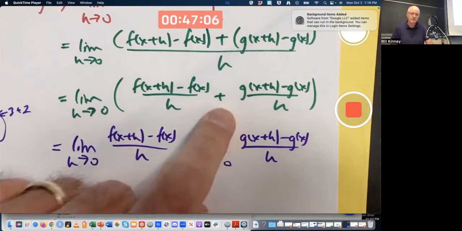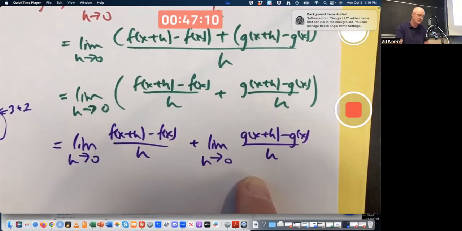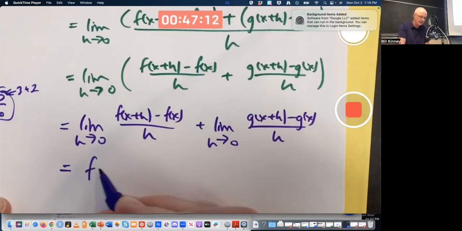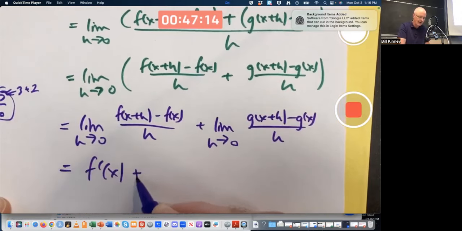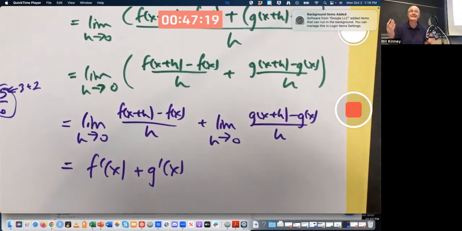The limit of a sum of two things is the sum of the individual limits, assuming these limits exist, but they do exist because I'm assuming f and g are differentiable at x. That one equals f prime of x, this one equals g prime of x, done.